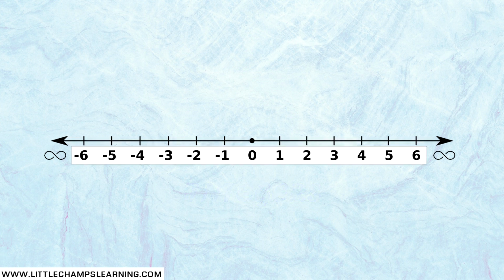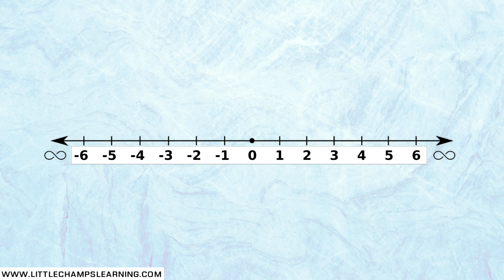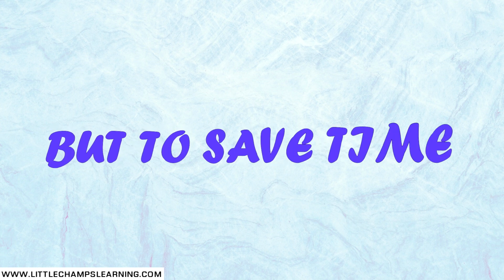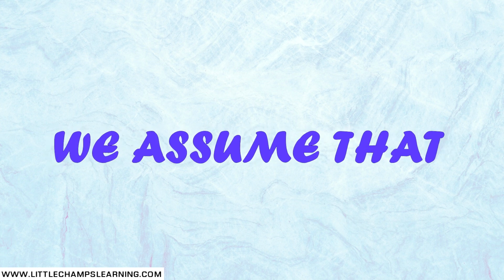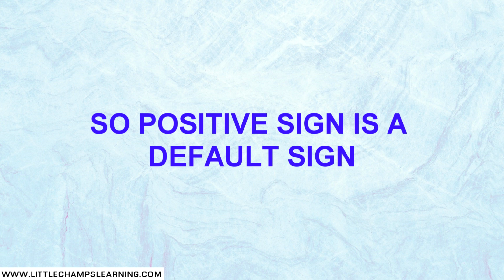As you can see, the negative numbers look just like positive numbers. The only difference is a negative sign in front of them. In fact, if we wanted, we could write a positive sign in front of positive numbers too. But to save time, we assume that if a number doesn't have any sign in front of it, then it is a positive number. So, the positive sign is a default sign.